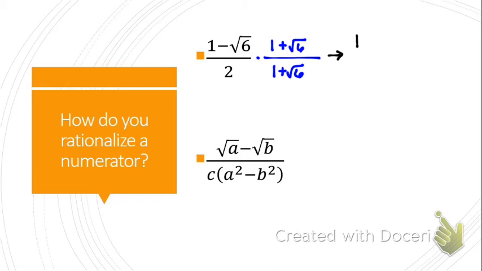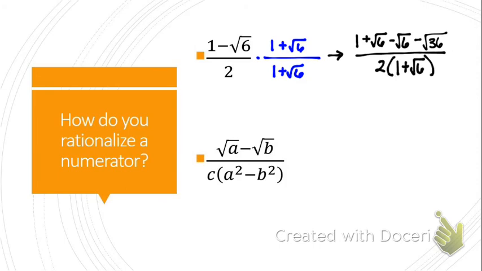Oh, I see what you're saying. You were distributing the whole thing out. Okay, got it. So 1, and then you said plus 1 radical 6. Negative radical 6. Negative radical 36. I see. Got it. All over 2 times 1 plus radical 6.